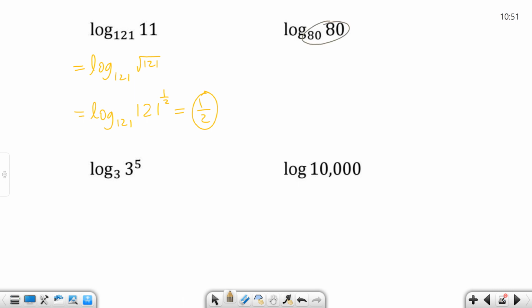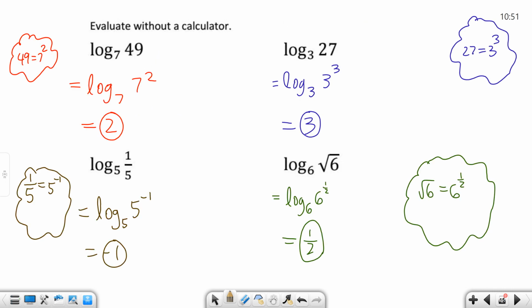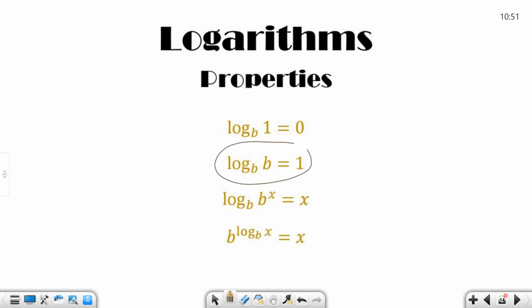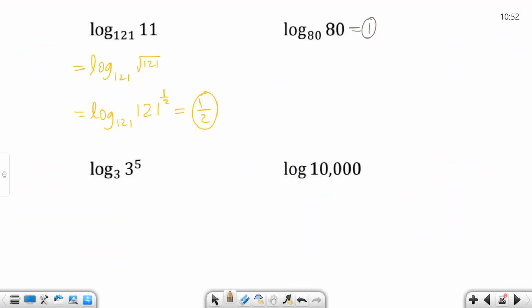These things match. There's no power there, but it's understood to be 1. So the answer is just what? 1. This is the rule. Let's go back and look at it. This is the rule, log base b of b. These things match. There's my 80, there's my 80. So my answer is just 1.